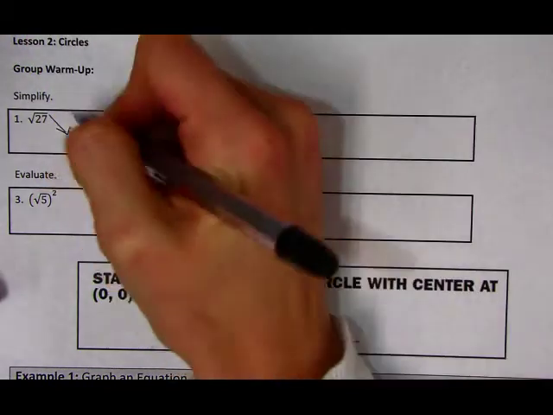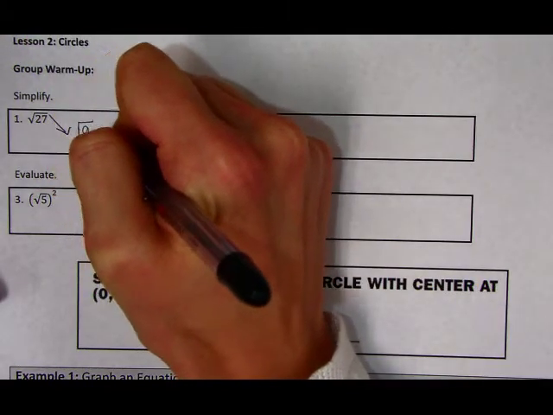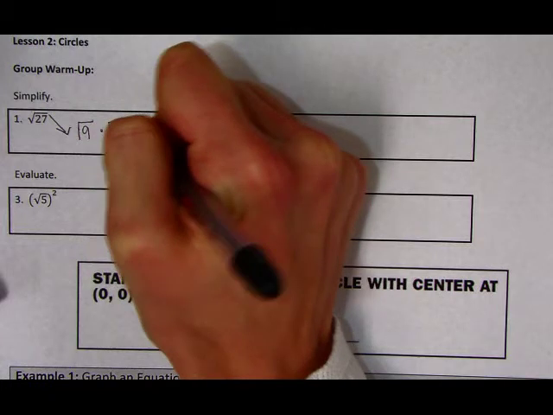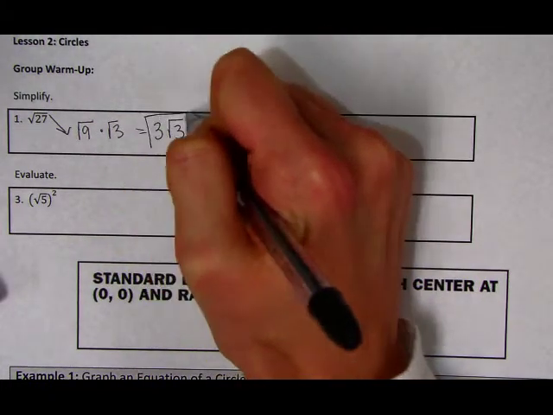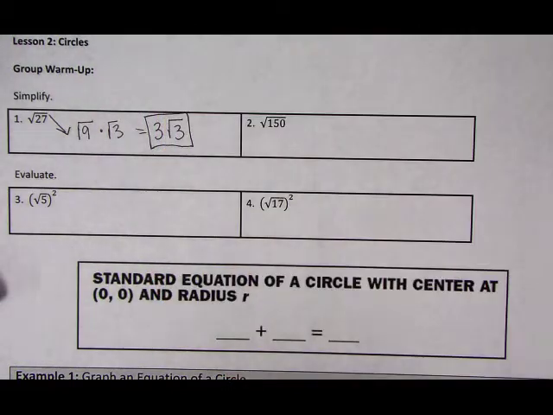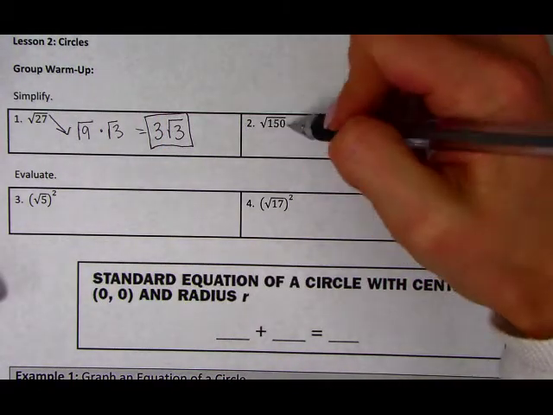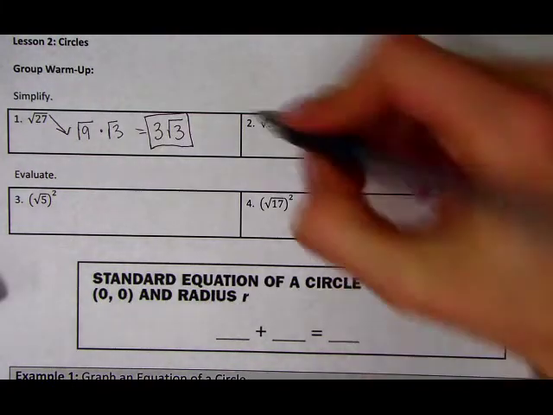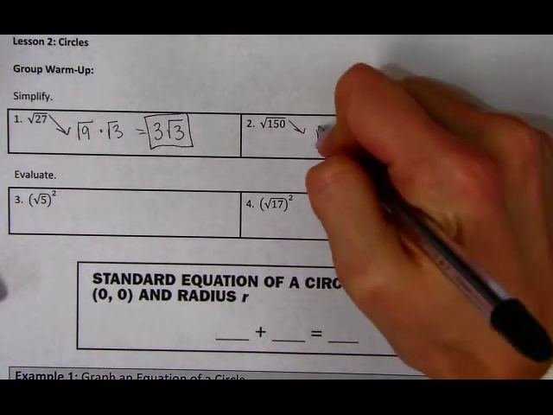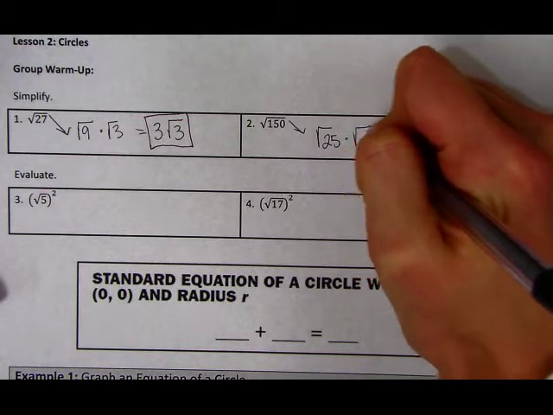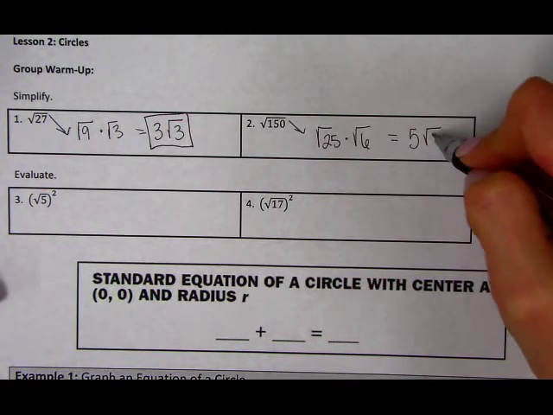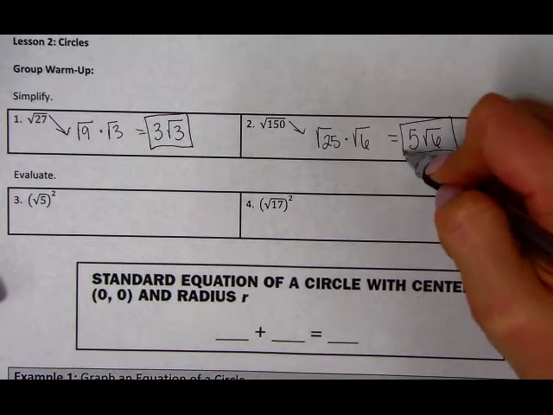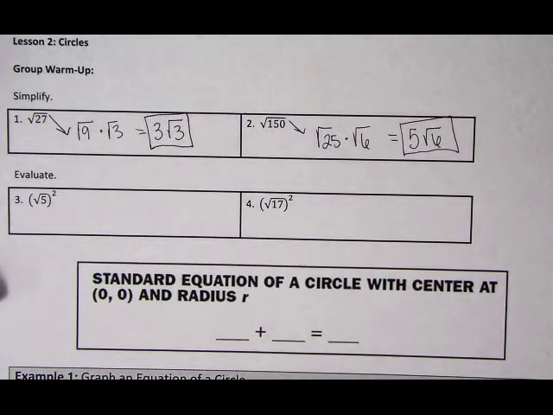So since 27 can be broken down into the perfect square, square root of 9 times square root of 3, well, the square root of 9 is 3. Square root of 3 can't reduce to anything smaller than that, so we get 3 square root of 3 for your answer for number 1. In number 2, 150 can be broken down into the perfect square of square root of 25 times the square root of 6. Square root of 25 we all know is 5. Square root of 6 can't get any smaller, so our answer for number 2 is 5 square root of 6.